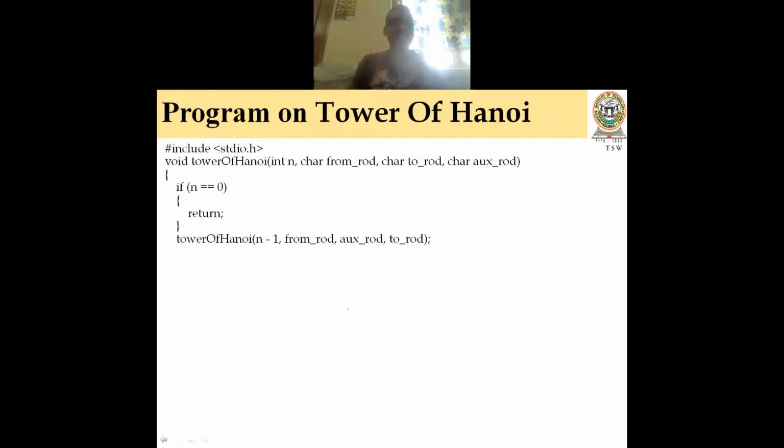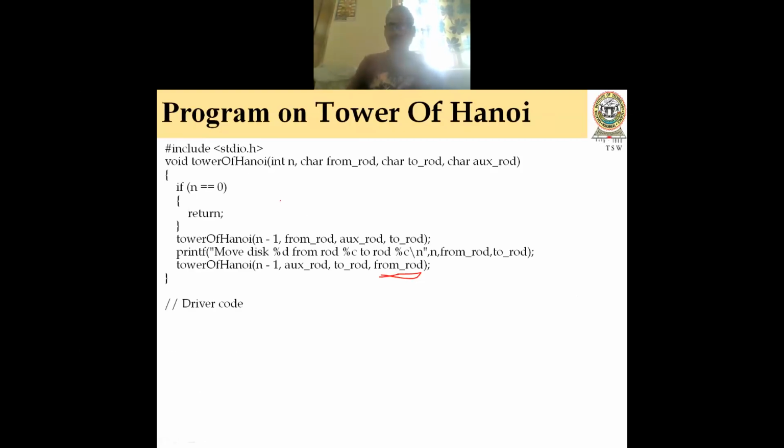Otherwise, towerOfHanoi of n minus 1, from_rod, aux_rod, to_rod, and print "Move disk %d from rod %c to rod %c", n, from_rod, to_rod. Then towerOfHanoi of n minus 1, aux_rod, to_rod, from_rod, where the source is taken as the auxiliary here. This is the recursive function. Here you can also take n is equal to 1 as a terminating condition.